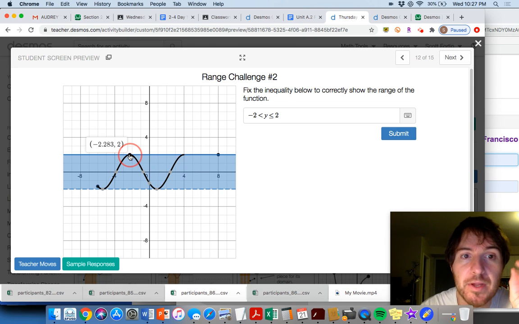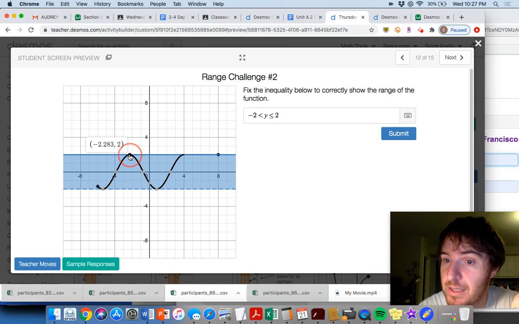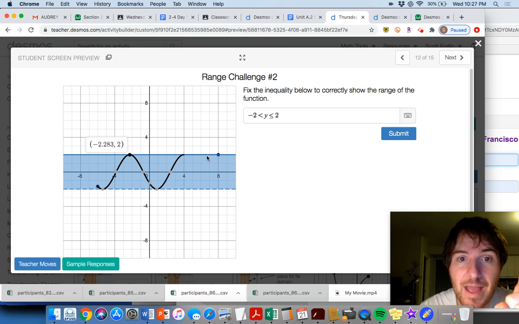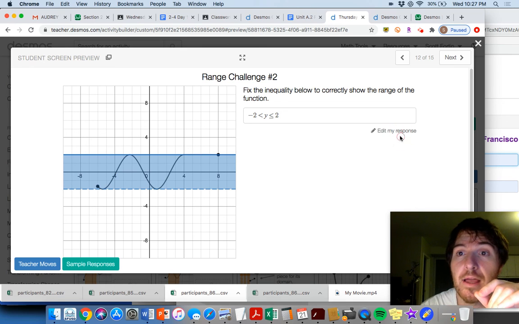So this is a closed dot up here. We have a local maximum at y equals 2. Several maximums up here at y equals 2. And that's where our range ends. And that's hopefully what you got too.